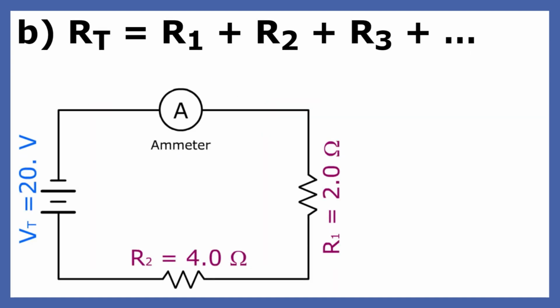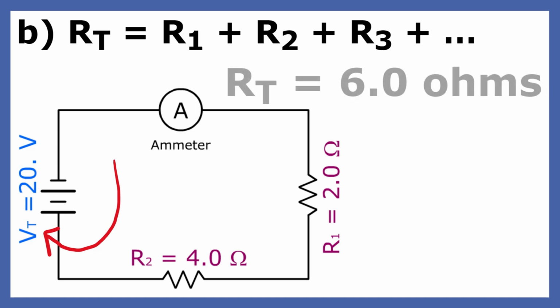The total current moving through a series circuit is determined by the size of the voltage source and the total resistance. You can find the total resistance in this type of circuit by adding up all the individual resistances. In this case, 4 plus 2 is 6 ohms.